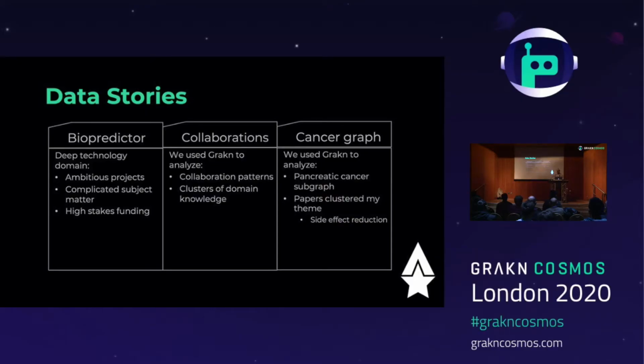So the three data stories I'll talk about today start with Biopredictor. Biology is a deep technology domain, a new term, deep technology company, where you've got technologies that you need a lot of expertise to actually get any value from. There are many, many layers of barriers to actually deriving value in biotech. The projects are ambitious. If you look at any of these projects, a lot of them are not particularly likely to succeed. There are a lot of technical barriers to success in any biomedical project.